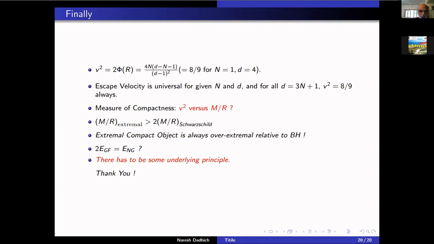Now the thing is this: twice the gravitational field energy being equal to the non-gravitational energy, there has to be some underlying principle. This is what we don't really understand. As I understand, for the equipartition there was a very physical reason for this. But here, one doesn't understand this. Of course, except that it all looks very nice, because the same sort of extremal limit that exists for the black hole exists for the compact object.